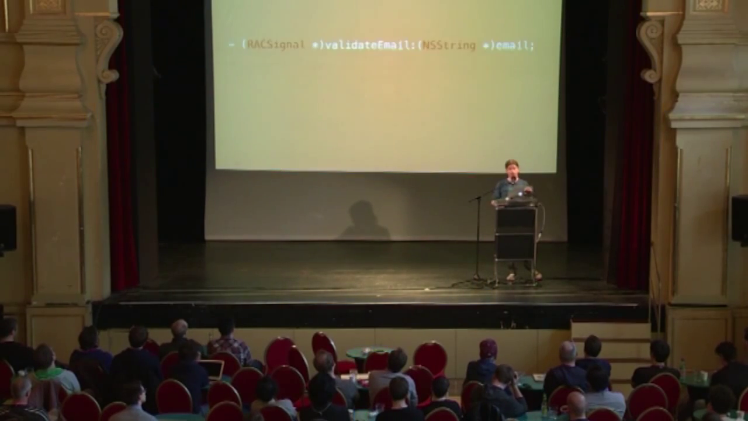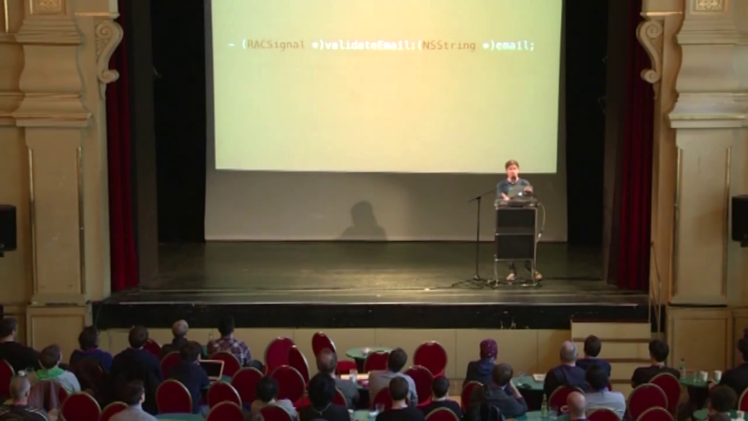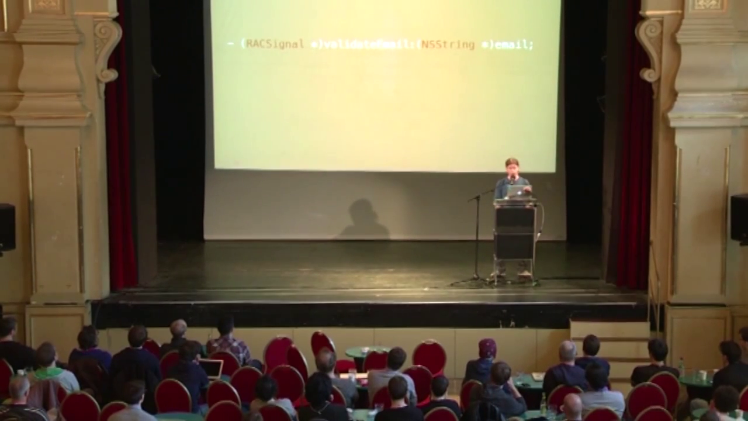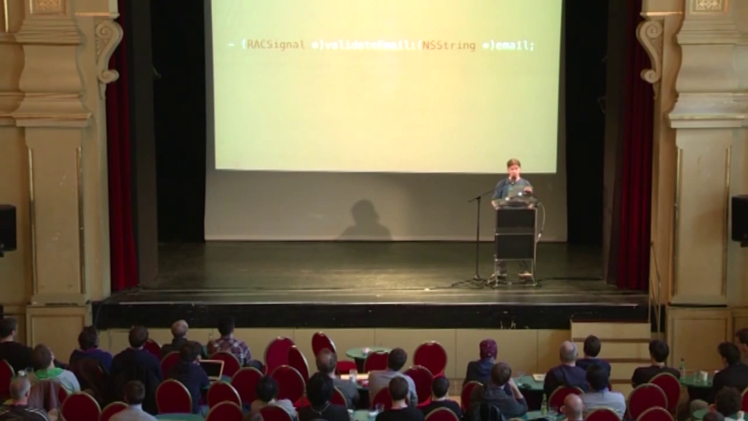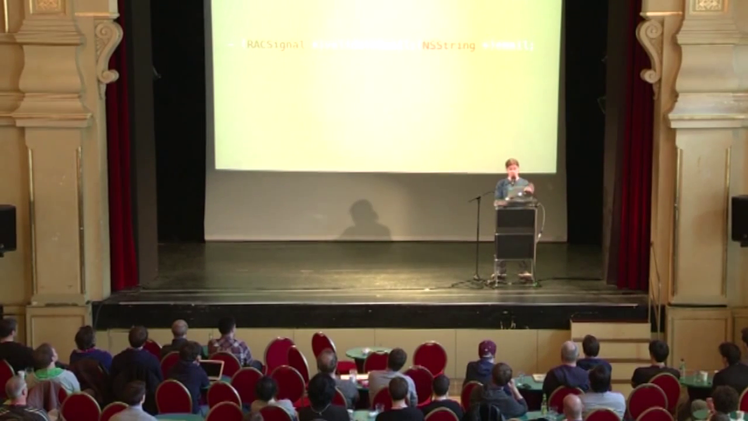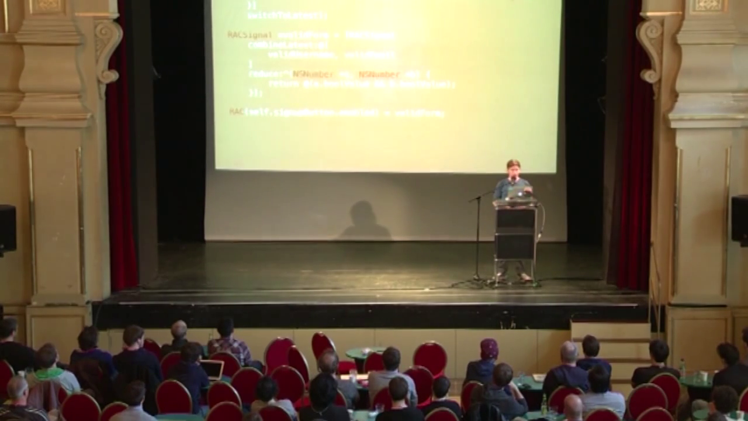RACSignal? Well, first we would add to our API client a method called validate email that returns a new RACSignal that sends a yes or no Boolean, or NSNumber rather, over the signal whether or not the email was valid. And now that we have that, we can refactor what we saw earlier and extract the validation of the email into its own signal. And this potentially may blow your mind. I like to apologize in advance.